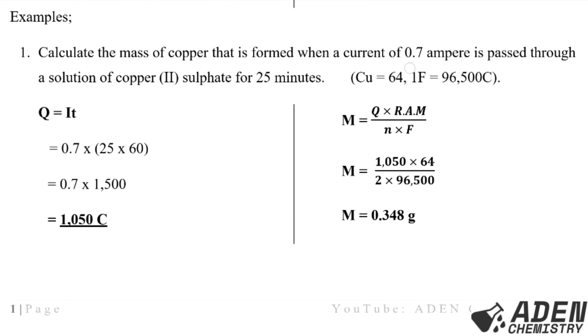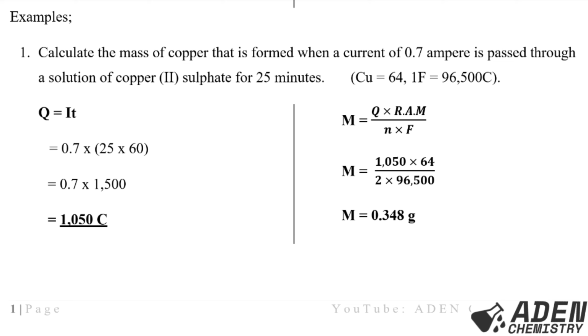So the current here is 0.7 multiplied by time. The time is 25 minutes, but we have to convert it to seconds by multiplying by 60. So we are going to have 0.7 times 1,500 seconds. What we are going to get here will be 1050 coulombs. That's the quantity of electricity passed.